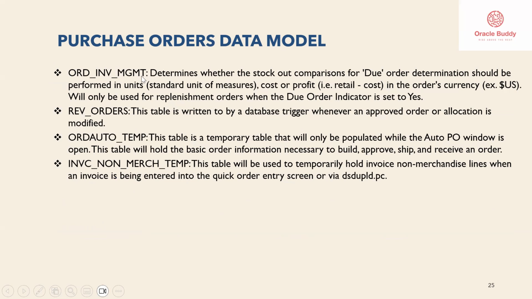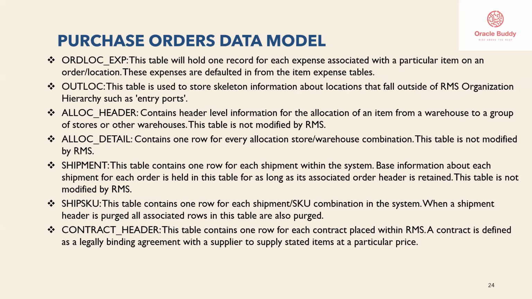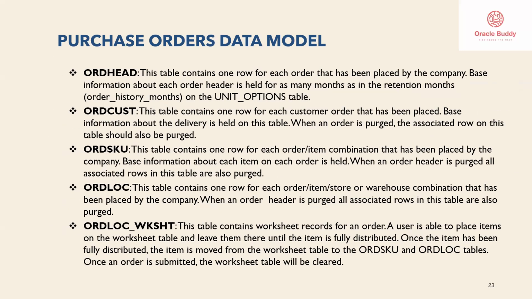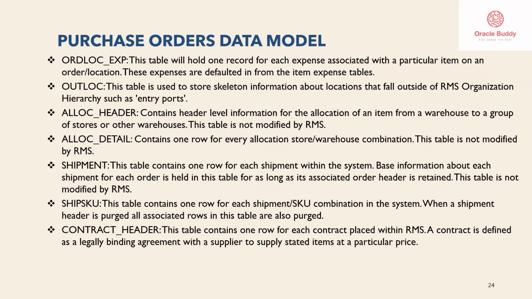Ord inventory management, revision orders. This table is written by a database trigger when an approved order or allocation is modified. Then ord auto temp and invoice non-merch temp. This table is used to temporarily hold invoice non-merchandise lines when an invoice is being generated. So these all are the basic tables for order. Once you create an order in MFCS, you can go through these tables to see what all information is being stored for an order.